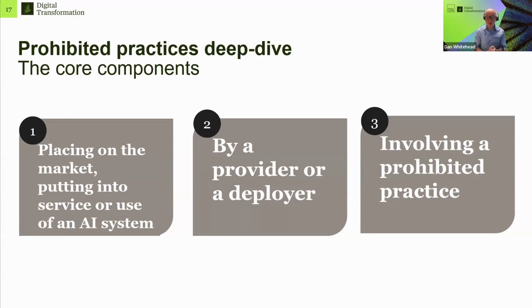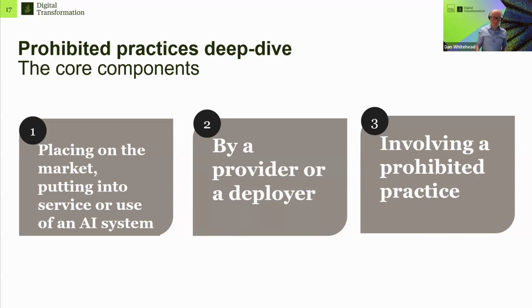The second is that you need to hold a defined role within the AI Act, the core ones being provider or deployer, although I think it's possible as well that you could be a distributor of an AI system or an importer and be in scope. And then finally, you actually have to do the prohibited practice and fulfill all of the conditions of that practice.